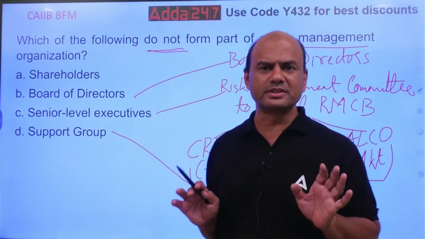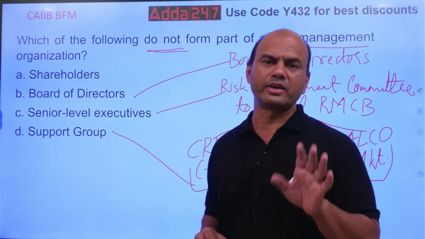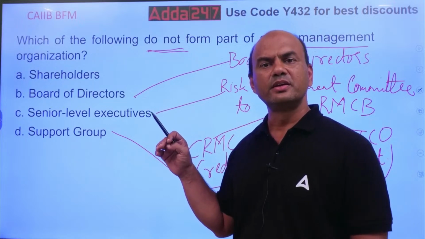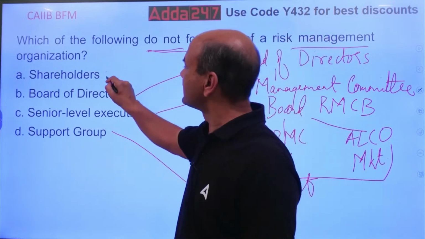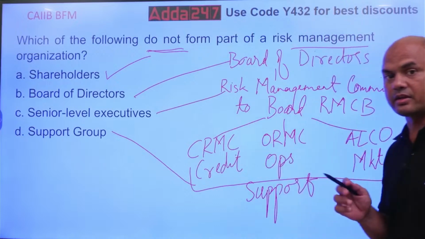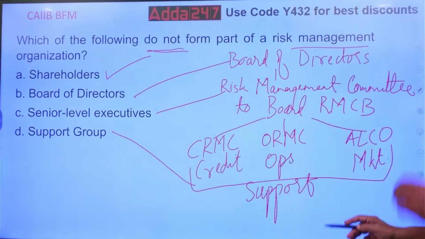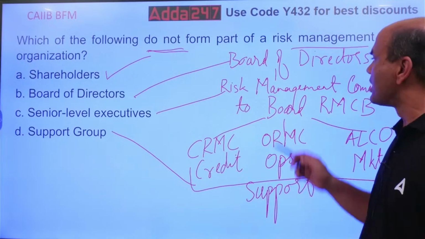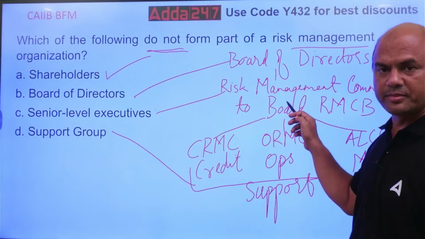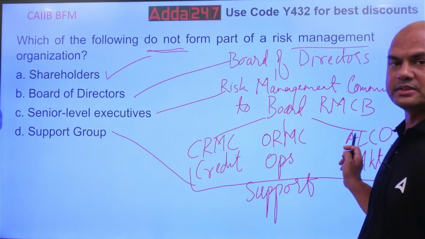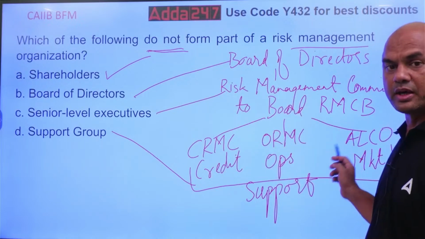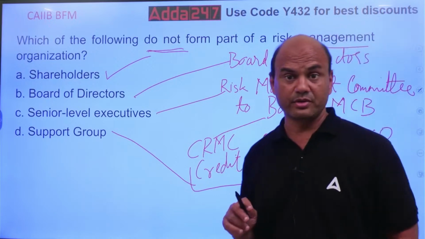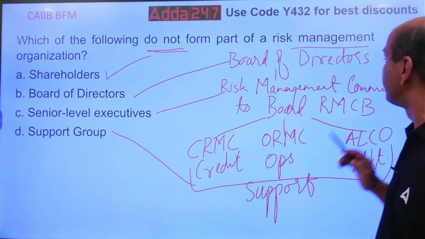How is the shareholder involved in this? Shareholder is just an investor. Shareholder requires the returns. Okay? That's the basic logic. So, who is not the part? That is shareholders. For that, kindly remember this framework. This framework, you'll definitely get 2 marks on this framework, somewhere or the other. Board of Directors, RMCB, then 3 committees, CRMC, ORMC and ALCO, and below them there is support group. Very important terms. Don't miss this at all. Next.